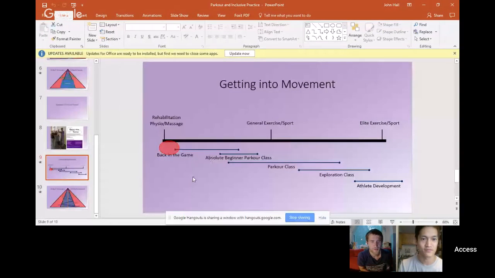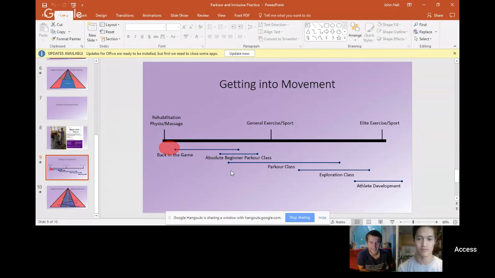Awesome. Cool. So this is one of the slides from my upcoming presentation at the Art of Retreat. I promise not to show the whole thing, Alan. But it really pleasantly sums up what we've just been talking about. So here in the middle, we have a line from someone who is broken to someone who is an elite athlete. And here in the middle, we have the general range that the parkour class would cover.